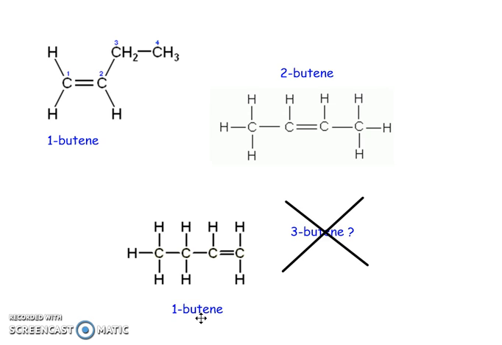Again, you would use the exact same procedure if it was a triple bond. Figure out which side to start counting from to get the smallest number. And then if it was a triple bond, you would just end it in -yne instead of -ene.